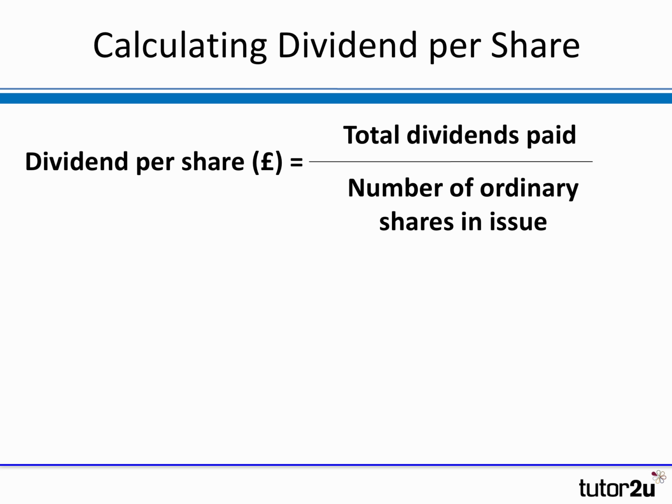So let's have a look. Firstly, how do you calculate dividend per share? Well, the calculation is shown there on the screen. Dividend per share is expressed in terms of a monetary amount, so for example, it could be pounds. And what you do is you take the total dividend paid out and divide by the number of shares in issue that qualify for the dividend to get your dividend per share. So it's a simple division calculation.